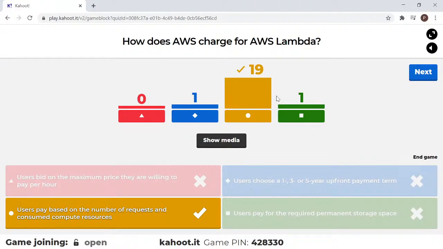Yep, so almost all of you got it right. It is based on the number of requests and the consumed compute resources. So the first option, which no one has selected, is incorrect because that is mainly for the spot instances. The second option is mainly for reserved, but there is no 5-year upfront payment term option in reserved. It is 1 year or 3 years. And the final option, you just pay for the required storage space. It's not permanent. They pay for the storage space, and that would be S3.